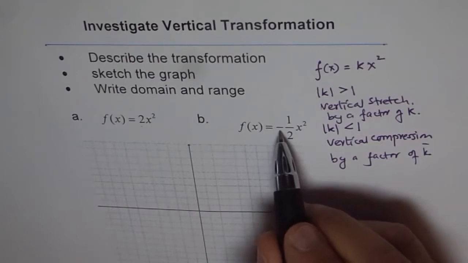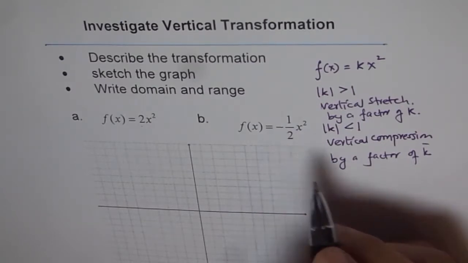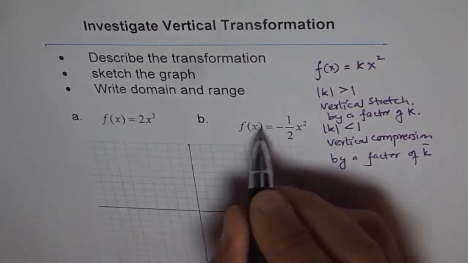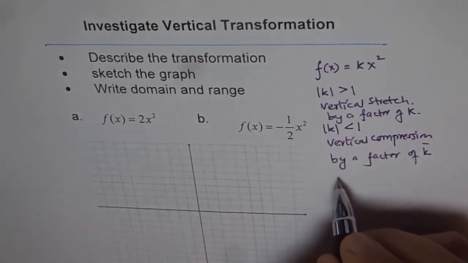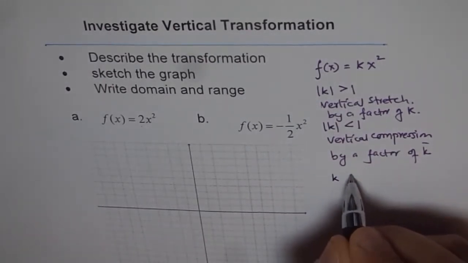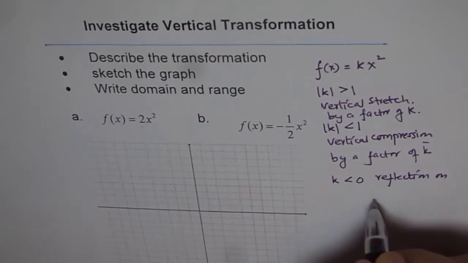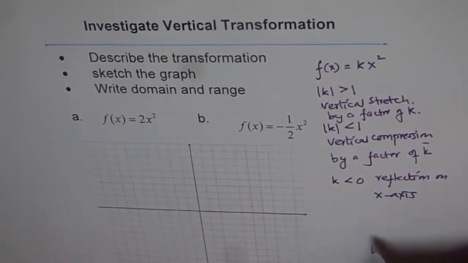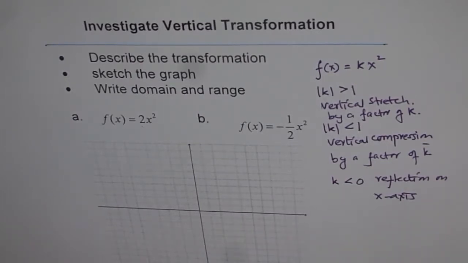Now, if we have a negative here before it, negative says reflection on the x-axis, right? So if you have a negative number here initially, then it means reflection. So we can say if the value of k is less than 0, it means reflection on the x-axis. And that is also vertical. So if you have something here and it reflects here, then it becomes reflection on the x-axis, correct? So that is how we can explain the vertical stretch, compression, and reflections, right?